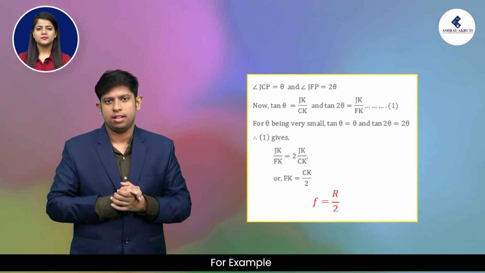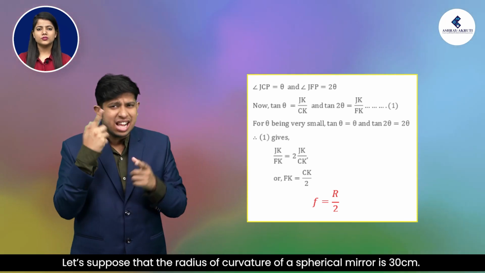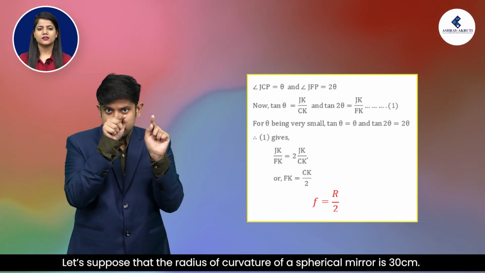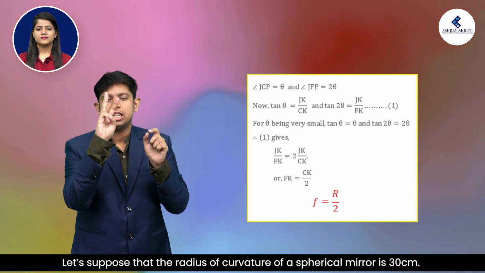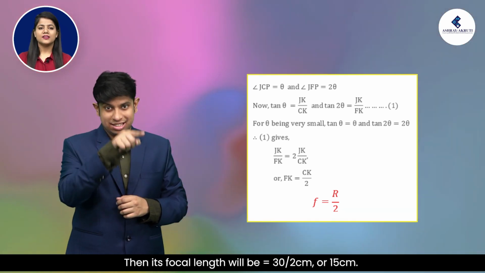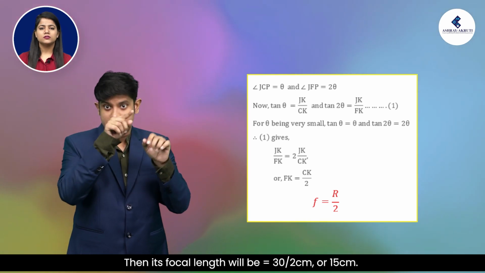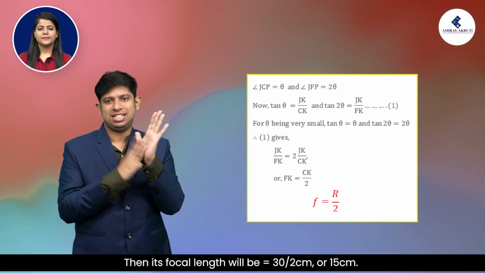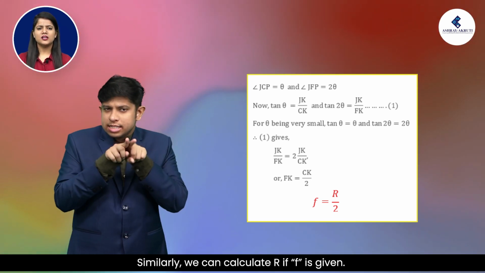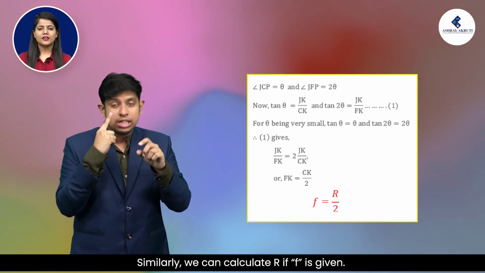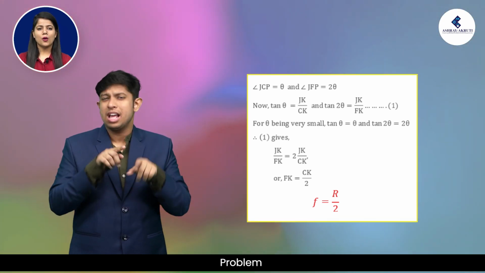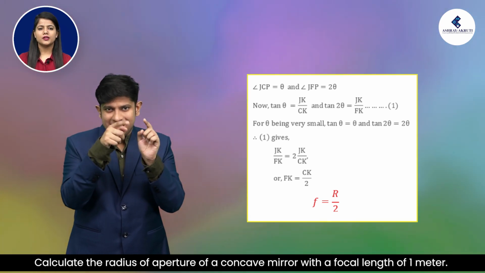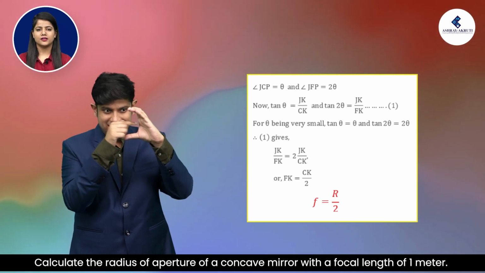For example, let's suppose that the radius of curvature of a spherical mirror is 30 cm. Then its focal length will be 30/2 cm, or 15 cm. Similarly, we can calculate r if f is given. Problem: calculate the radius of curvature of a concave mirror with a focal length of 1 meter.